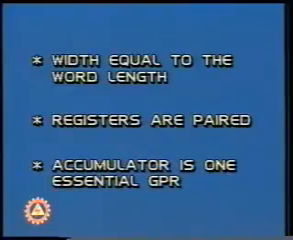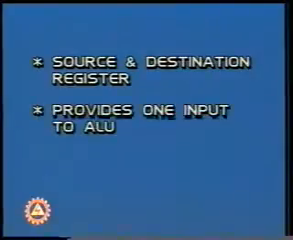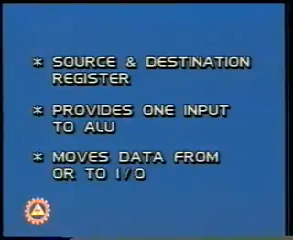Accumulator is one essential general purpose register. All microprocessors must have at least one accumulator. The main functions of accumulator are: it serves both as source and destination register and provides one input to ALU. Except in certain cases, the data movement from or to I/O devices always takes place through the accumulator.